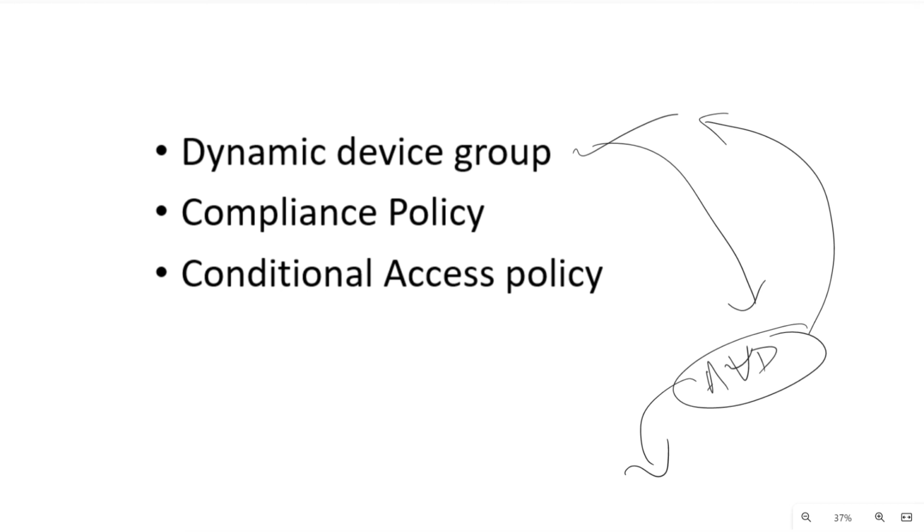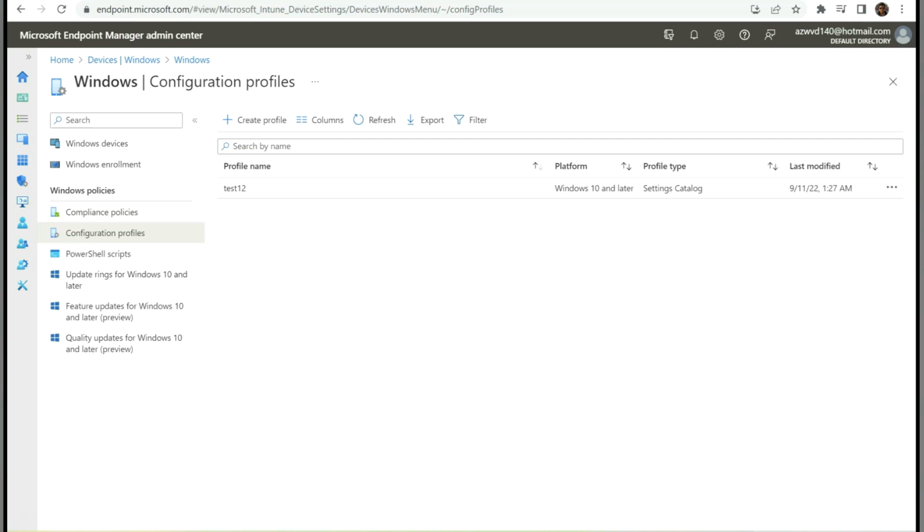In this video we are going to create a dynamic device group, and then we will create a compliance policy and apply the compliance policy to the dynamic device group. Then we will define a conditional access policy, whether to allow or deny application access based on device compliance. So let's create a device group. We need to go to the groups tab here.